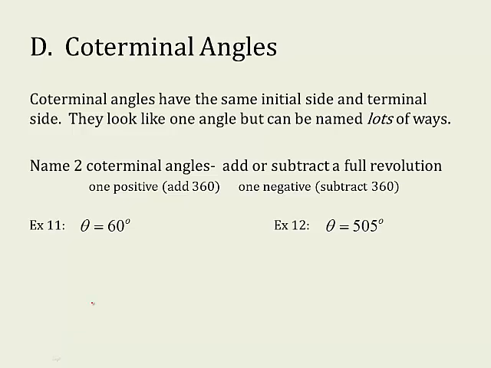All right, coterminal angles. Coterminal angles are angles that have the same initial side and terminal side. They look exactly like one angle, but they can be named lots of different ways. So what you're going to be learning is how to give them different names, basically. So here's what the directions will say: name 2 coterminal angles with the given angle. So basically find 2 new names for the same angle.